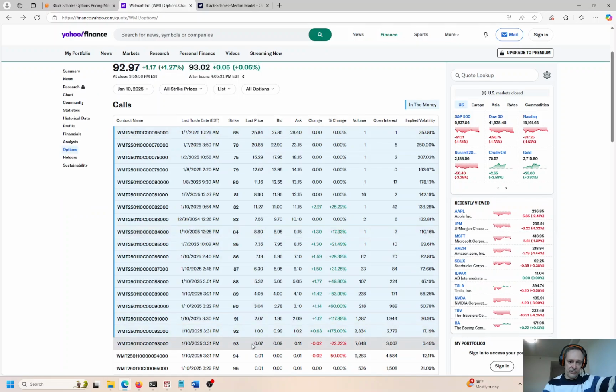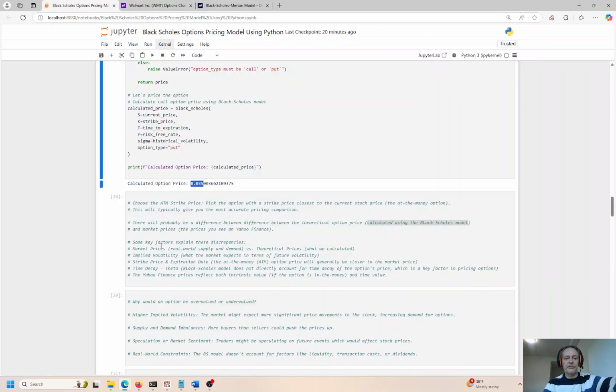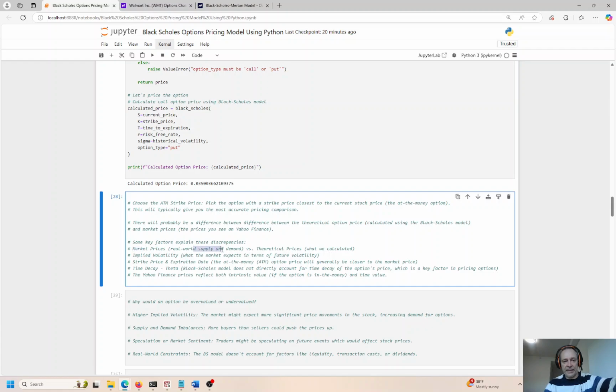It's right at 0.093, so that is probably the most accurate price. Okay, some factors that explain these discrepancies, like we saw a 3-cent discrepancy. It could be market prices, real world supply and demand. That's what I just said.